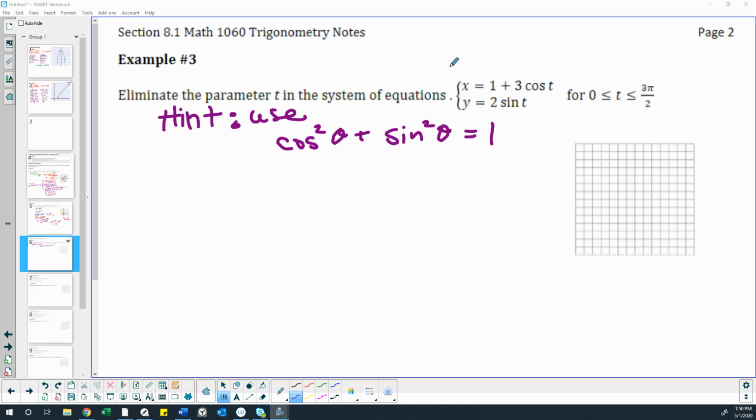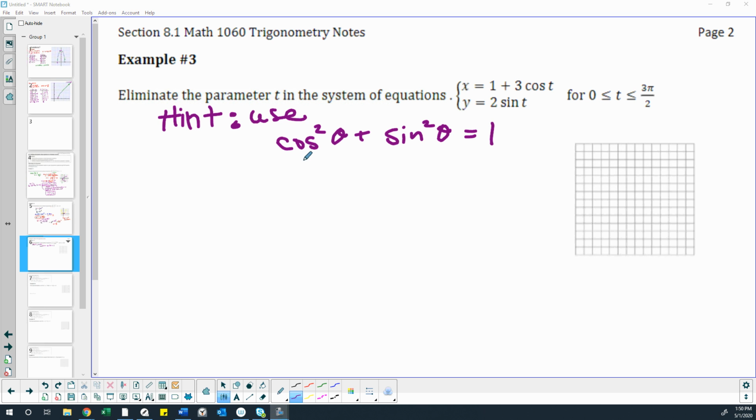Okay, so when we have a question like this that contains sine and cosine, here's a hint. We're going to use a Pythagorean identity: cosine squared plus sine squared equals 1. So our goal here is to solve these equations for cosine and sine and then substitute them into this identity.